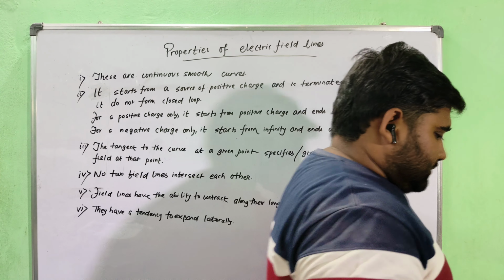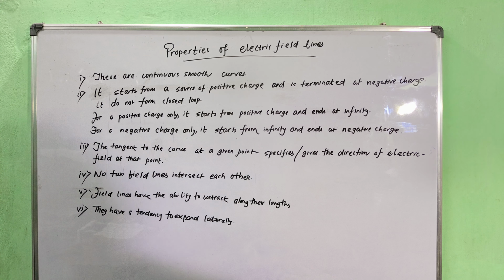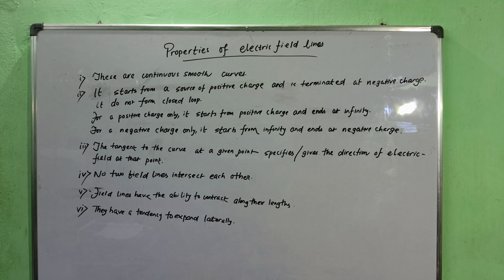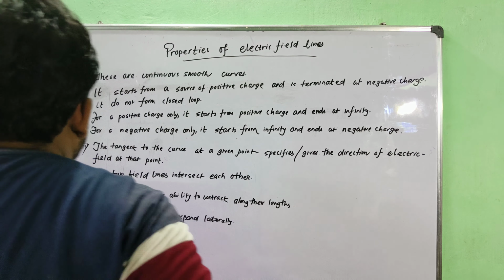So we have reached the sixth property, and we shall soon be studying the seventh property. What is the seventh property? They are always normal to the surface of the conductor. So these lines of force are always normal or perpendicular to the surface of a conductor on which the charges are in equilibrium.